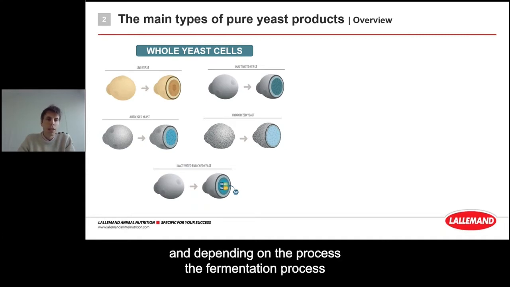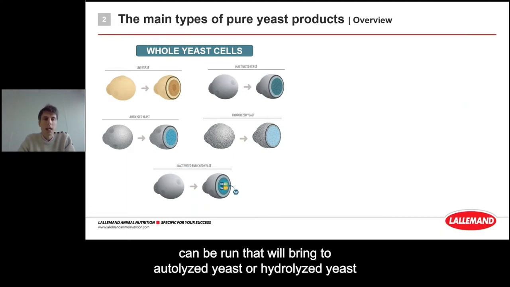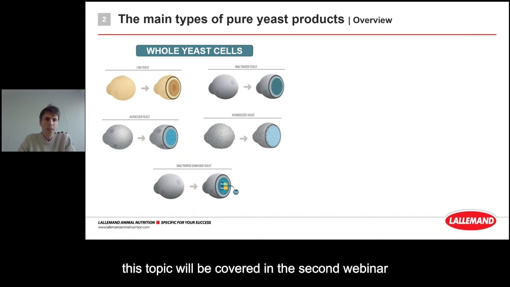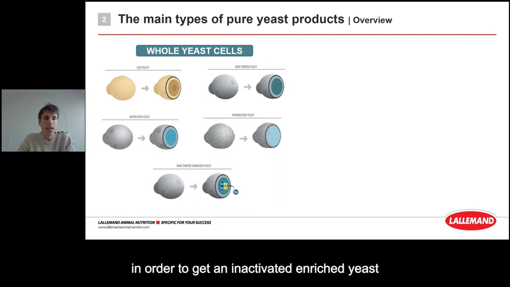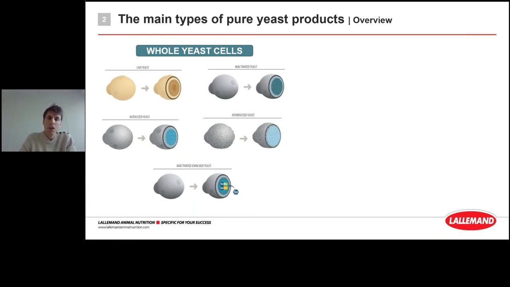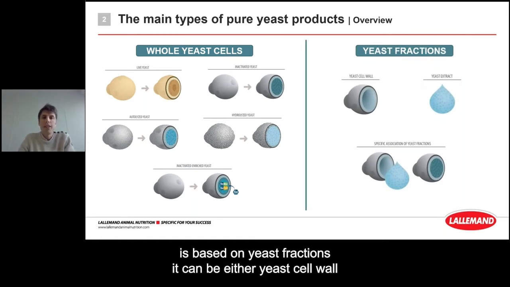And depending on the fermentation process, an autolysis or a hydrolysis step can be run that will bring autolyzed yeast or hydrolyzed yeast. This topic will be covered in a second webinar. And during the fermentation step, yeast can be enriched in a mineral, for instance, selenium, in order to get an inactivated enriched yeast. On the other part, the second category of products is based on yeast fractions.